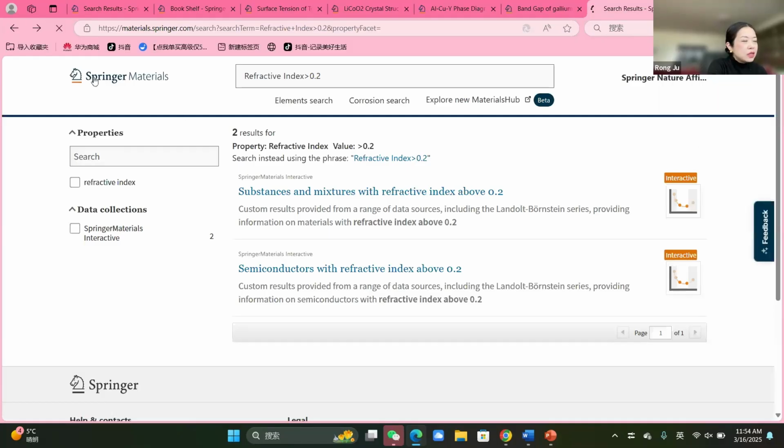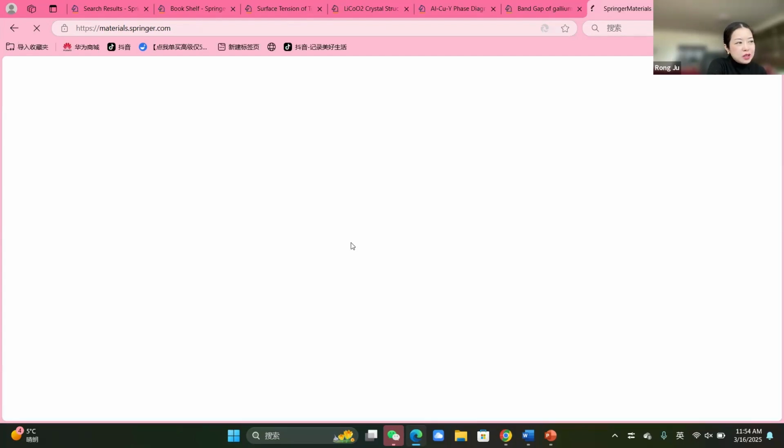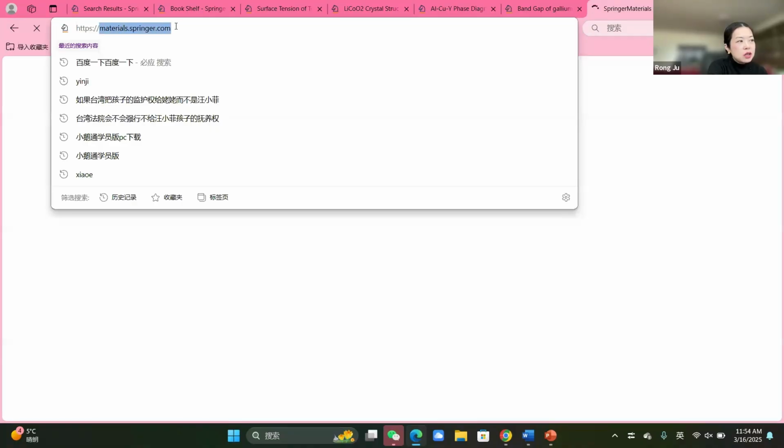Okay, so coming back, this is the demo part where we took a look at this platform and how it works. And I think it's very important that you know the name of this database is SpringerMaterials. Its website is materials.springer.com.